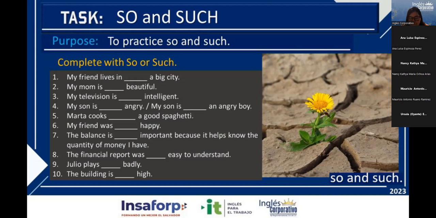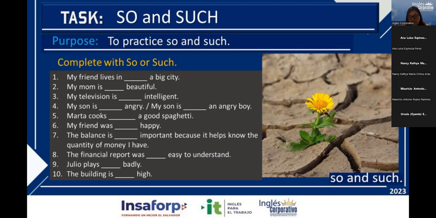¿Cómo sería la tres? ¿Cuál usaríamos, Mauricio? So. My television is so intelligent. Acordémonos que si no vemos que va la letra A o un an, entonces vamos a utilizar el so, unless the word is uncountable or plural.